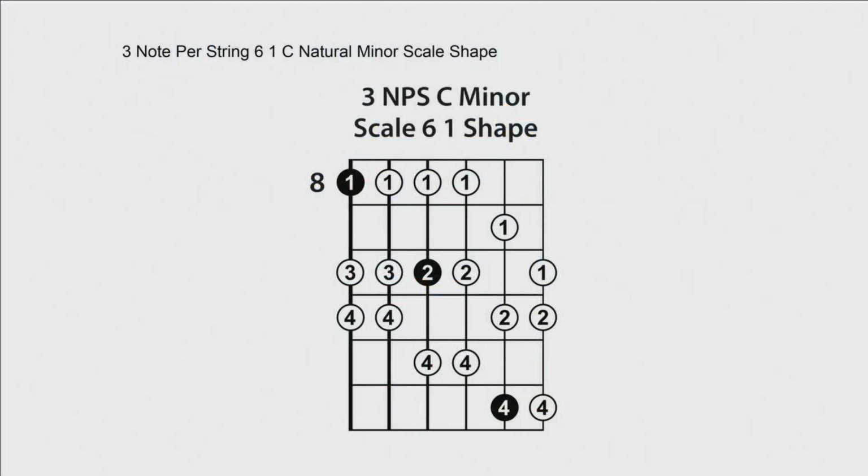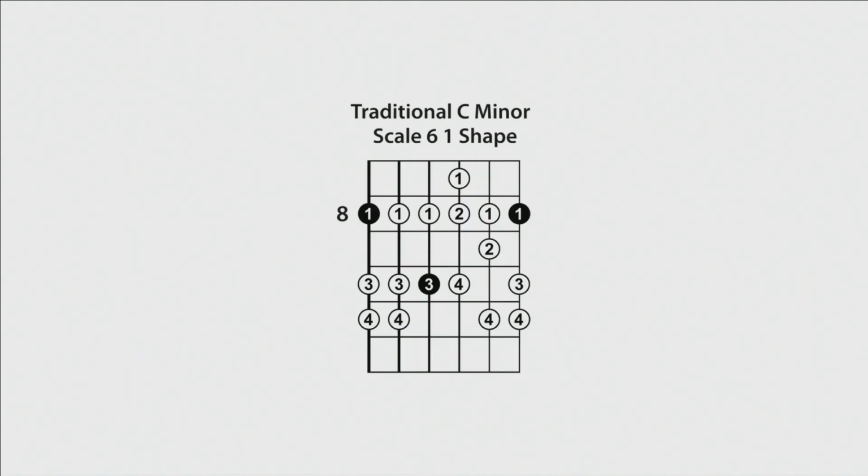Now I want to get your hands on the guitar and show you a couple shapes for the C natural minor scale. I have 2 of them for you. The first one is a 3-note per string scale. That just means that every single string that we're going to be playing on has 3 notes on it, so it's very even feeling. And the second one is a traditional kind of C minor shape, and that's going to have 2 notes on some strings and 3 notes on other strings. And we're going to be using 6 one shapes for both of these scales.